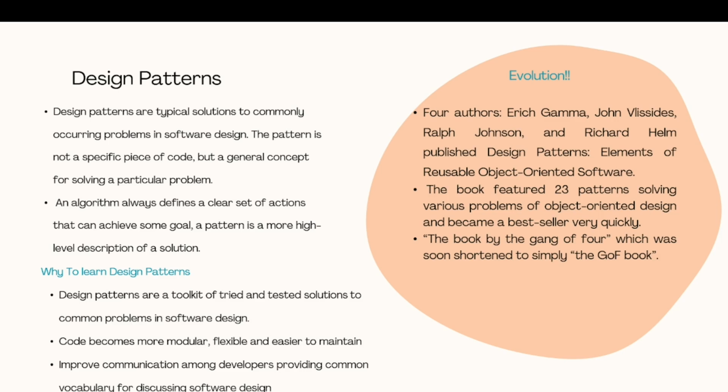The concept of design patterns was first introduced by these four authors: Erich Gamma, John Vlissides, Ralph Johnson, and Richard Helm, and they published a book called Design Patterns: Elements of Reusable Object-Oriented Software. It became a bestseller very quickly. This book was fondly remembered as the book by the Gang of Four, or the GOF book.